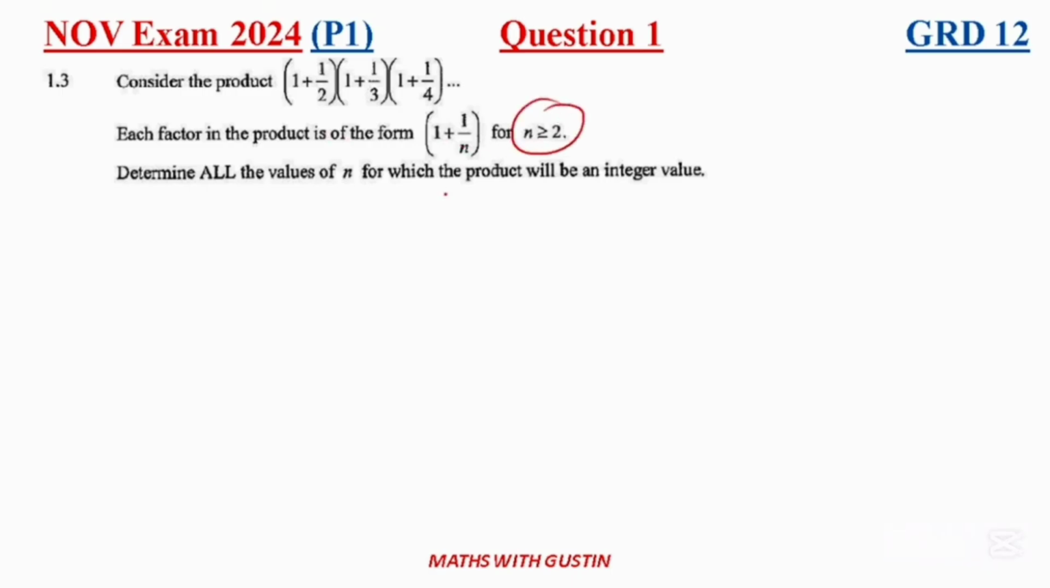Which is very interesting. We're going to deal with this one. Now they say to determine all the values of n for which the product will be an integer value. Okay, so we need to determine all the values of n where it will be an integer. So what are you looking for in this case? An integer, in this case, you are looking for any value that when we simplify this equation, we need to see that this value can be divided by 2 for all the values that are greater than 2.